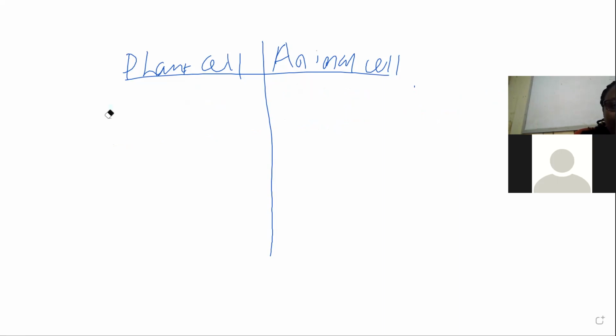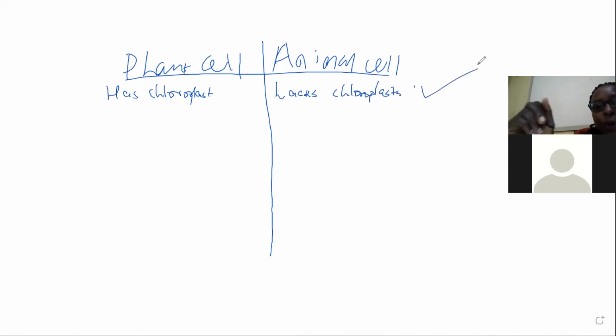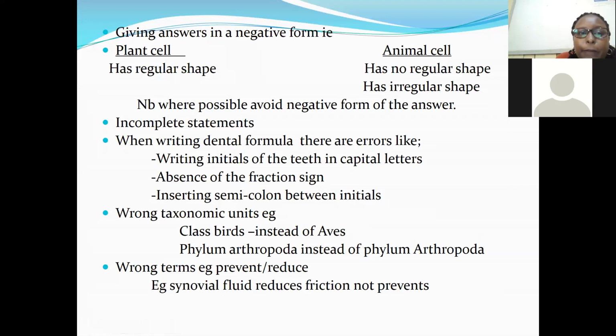So the learner would say the plant cell has chloroplast. On the other side, for the animal cell, the learner would say the animal cell lacks chloroplast. That would be okay, so the learner would score on that. So when giving the differences, you don't negate the other side. That is going to apply in cases like what I've given you for the chloroplast: the plant cell has the chloroplast, the animal cell, it is simple, it lacks the chloroplast.